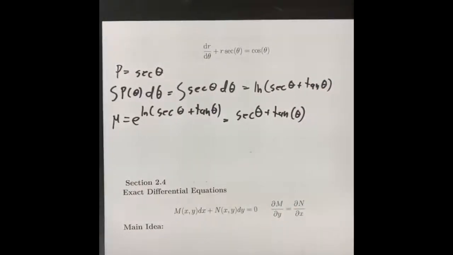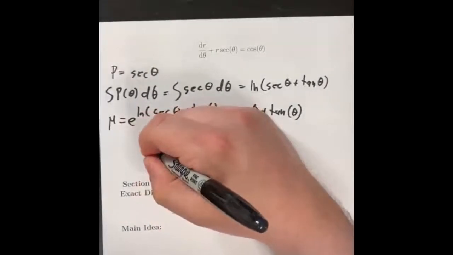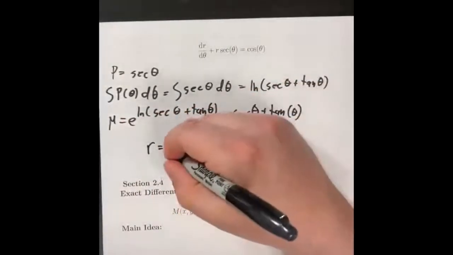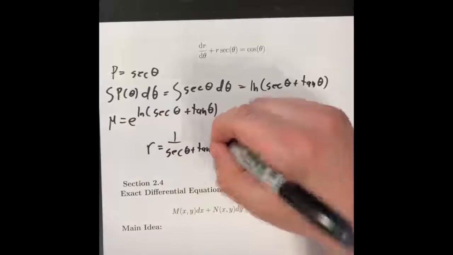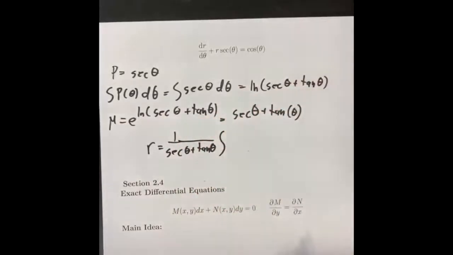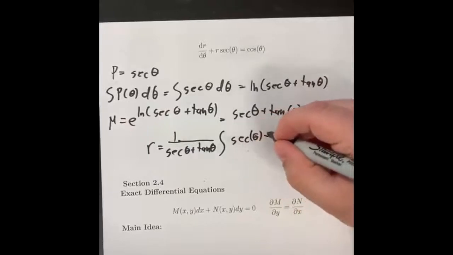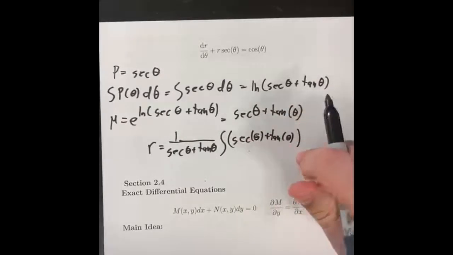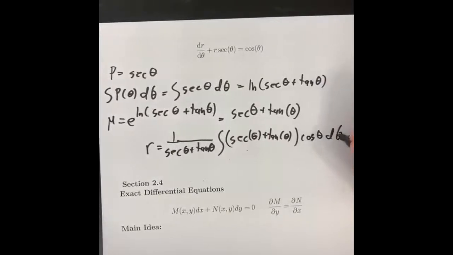All right. So now, using that formula, like I said, we can solve for r. r is going to be 1 over mu, so 1 over secant plus tangent, times the antiderivative of mu, secant plus tangent, times g, in this case, which is cosine, d theta.